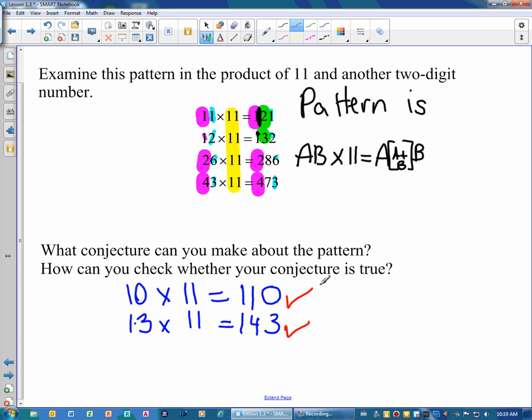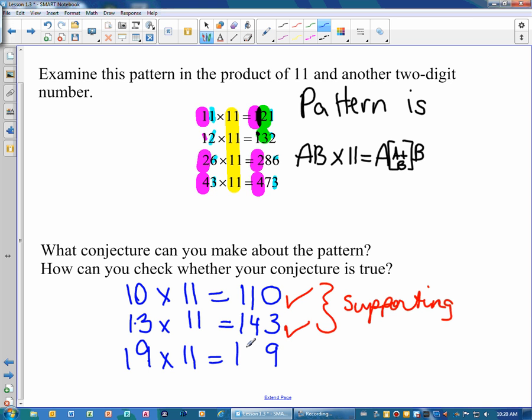Okay, so far what's happening is these are supporting my conjecture. I haven't found a counterexample yet, because so far I'm supporting. All right, let's try something like 19. Based on my pattern, 1 in the front, 9 in the back, and then the sum, I have to get a 10 in the middle. Well, I know for sure that 19 times 11 isn't 1109. So there's a counterexample that does not support it.